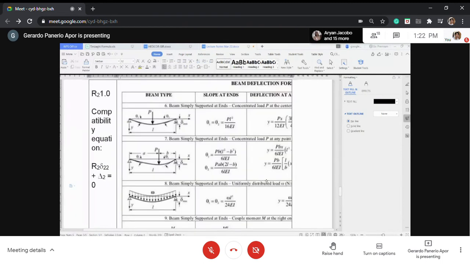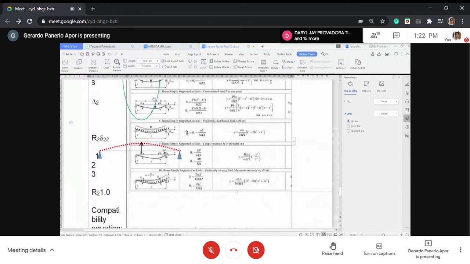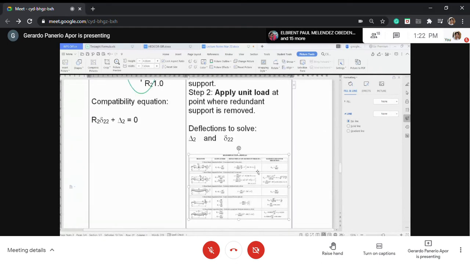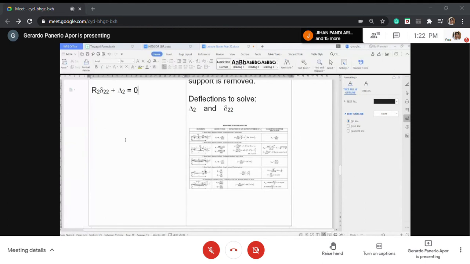So, this is what was given. It's small, but we will enlarge it anyway. So, this is case 1 or case 3, for solving delta 2. Delta 2. So, using case 1, we can determine delta 2 here equal to PL to the third over 48 EI. PL to the third? Let's look. PL to the third over EI. PL to the third?